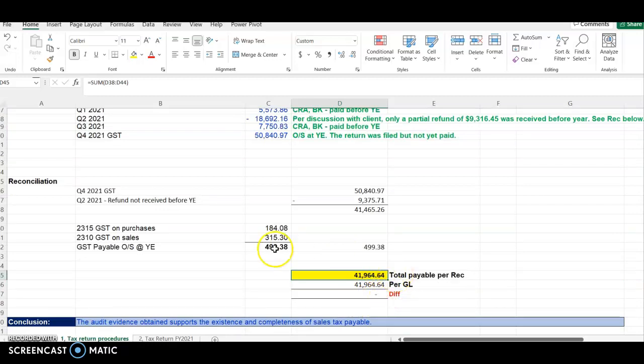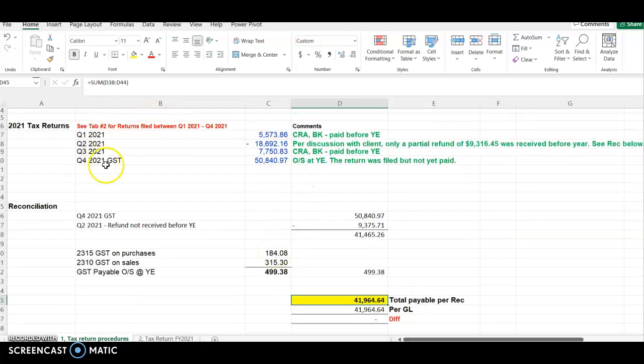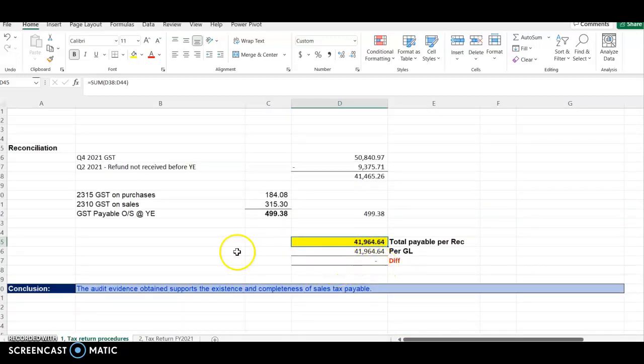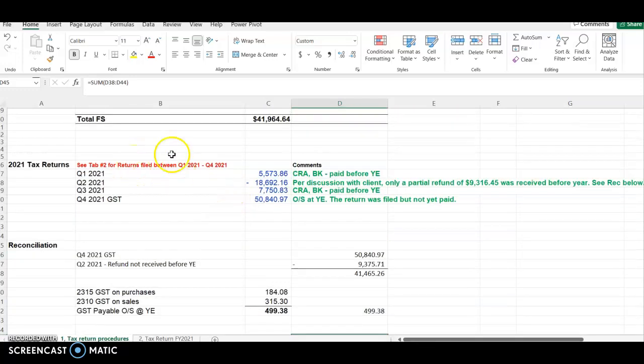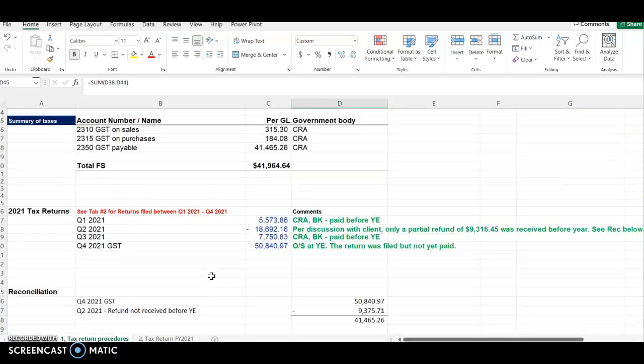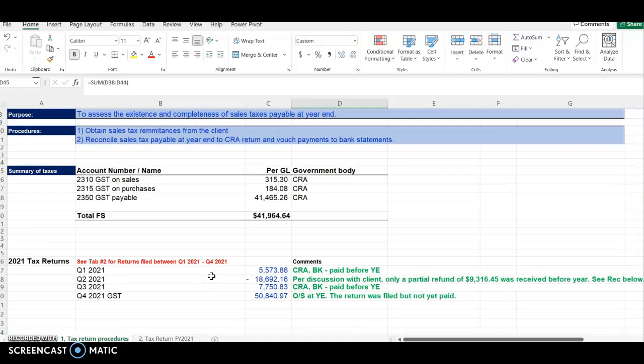Okay, I did my reconciliation based on the tax return I obtained from the client. I performed my reconciliation right here, and then I agreed it to what the client has on their GL, and I had no differences. Okay, and then I can make my conclusion by saying the audit evidence I have obtained, which is the tax return and the reconciliation I did, they support the existence and completeness of sales tax payable.